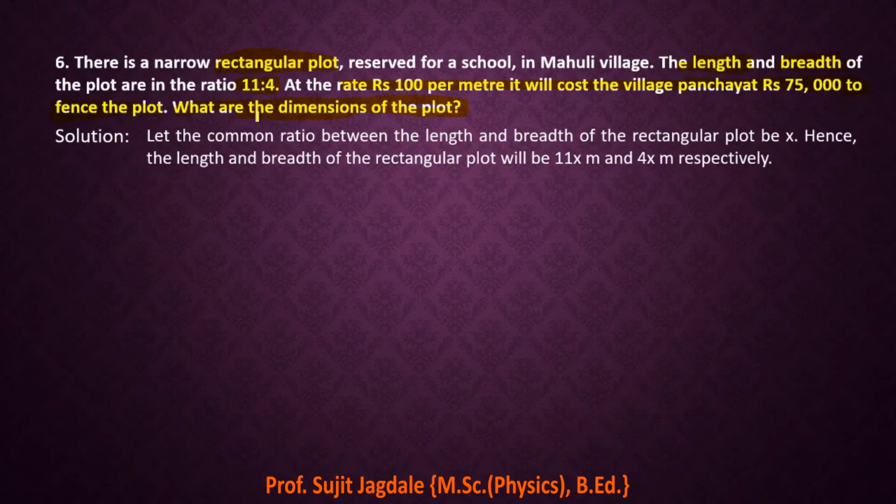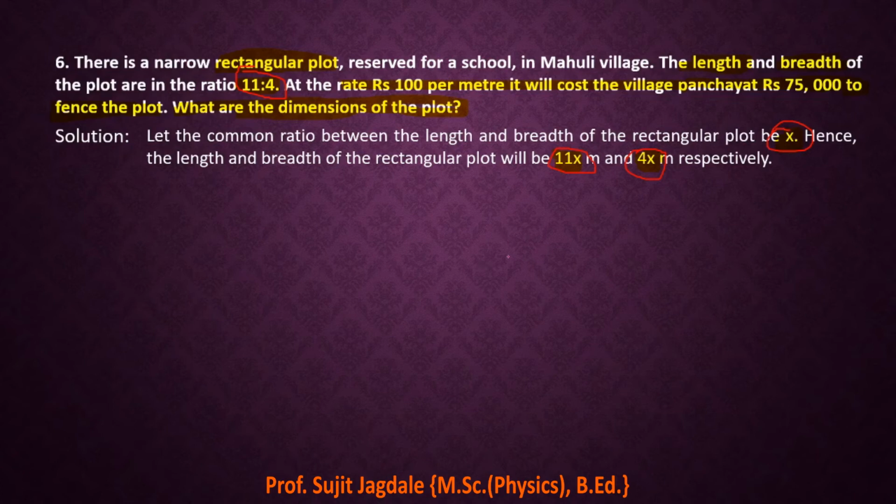So here, first of all, we are going to consider the common ratio as we had taken in exercise 2.2. The common ratio between length and breadth will be x, and therefore the length will be 11x and breadth will be 4x according to the ratio 11:4. As the ratio is 11:4, we are going to take the values as 11x and 4x with the help of the common ratio, which is x.